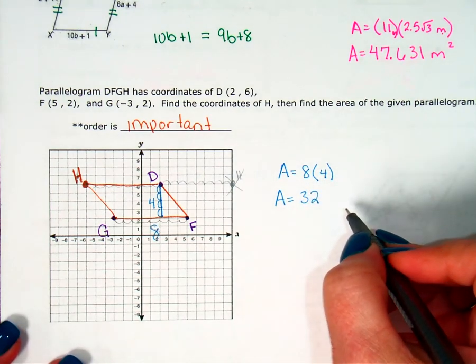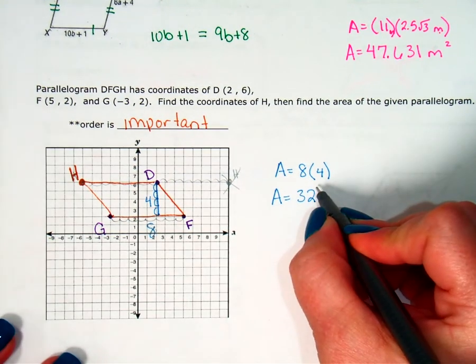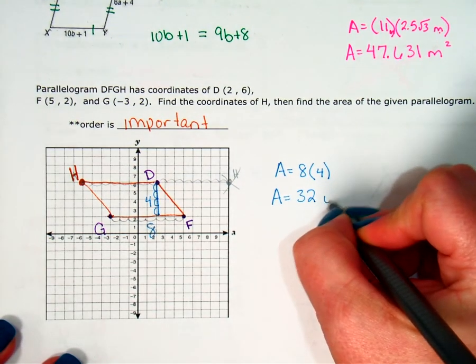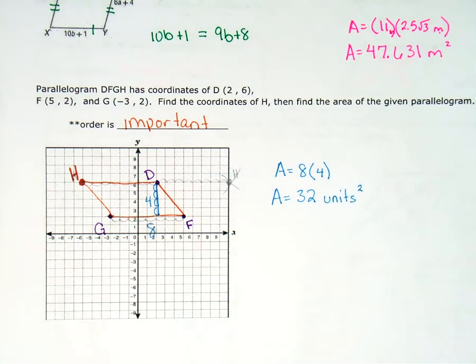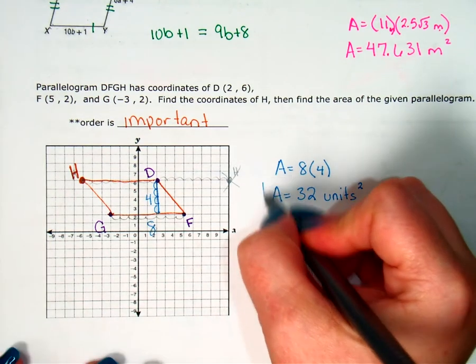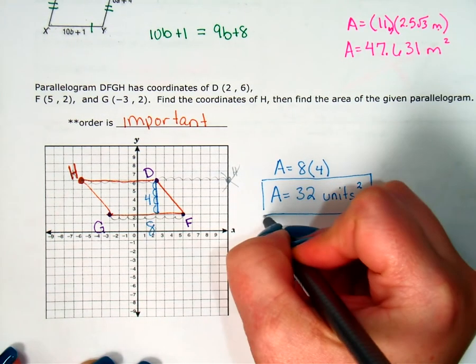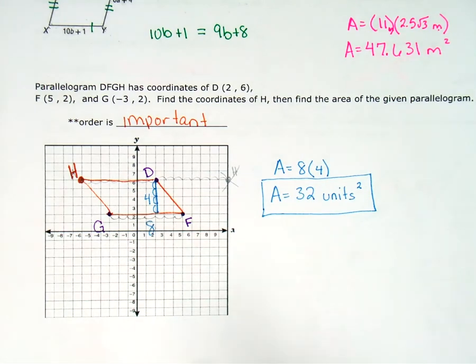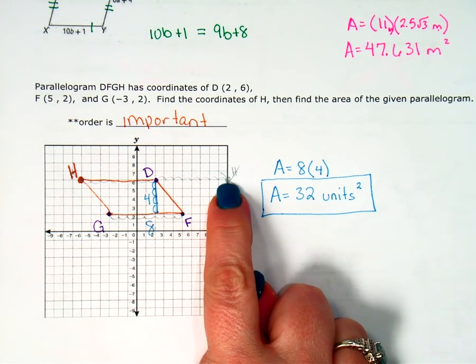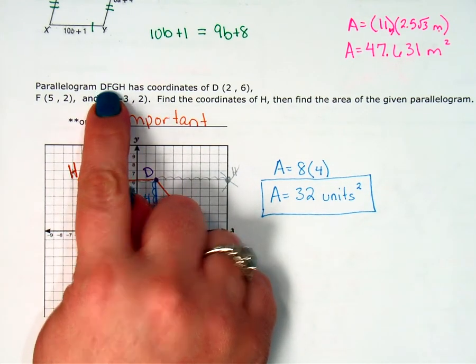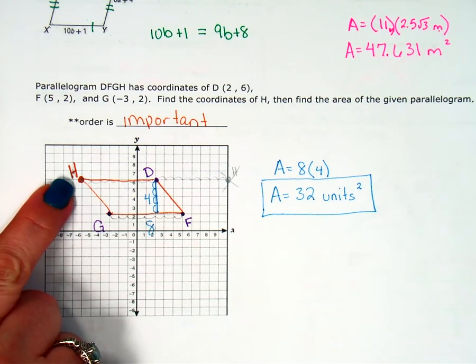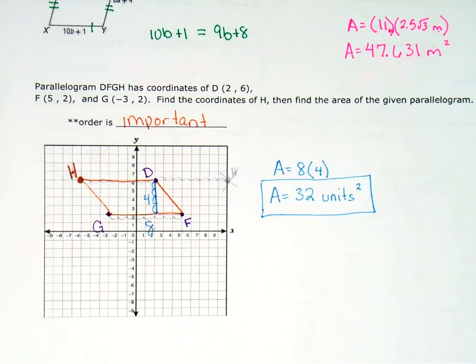Remember when we're doing area, we use square units. I don't know what my units are here, but I can't put the square on the 32, so I have to put it on the word units or on a little u, either one. But I cannot put that square on the 32. 32 units squared is my area. Again, even though I could make a parallelogram with my H over here, because order is important, when we're naming parallelogram DFGH, my H has to go over here.